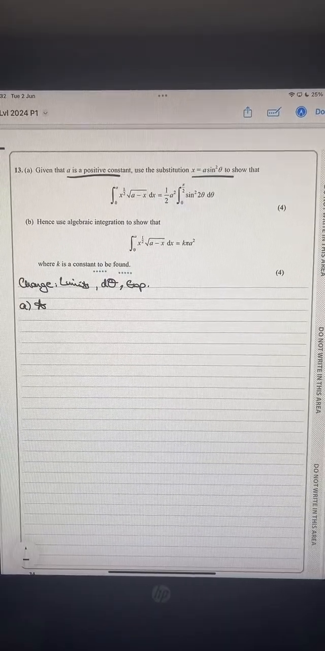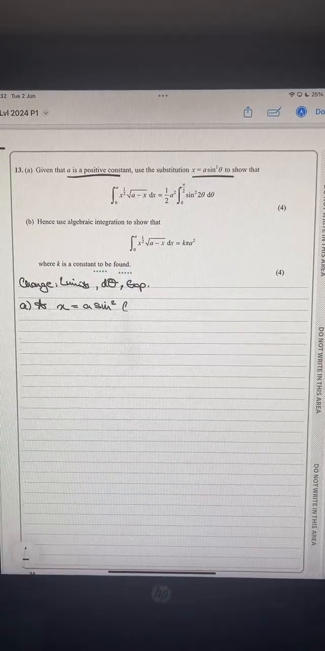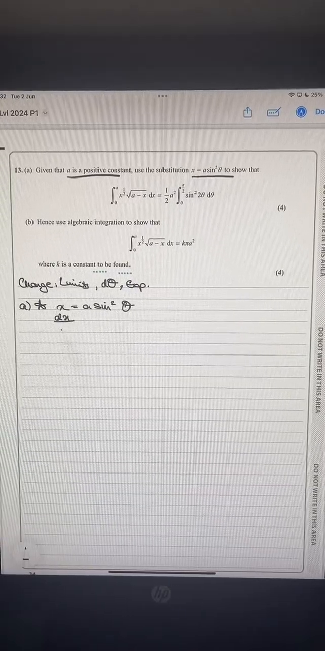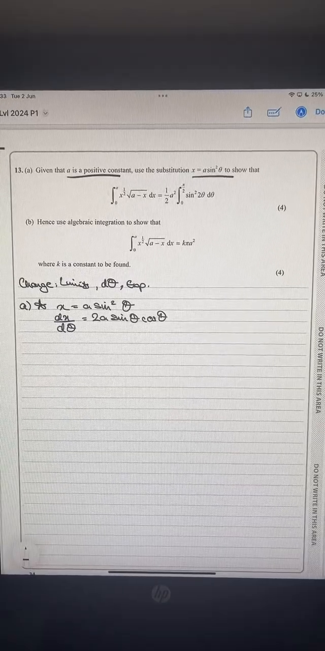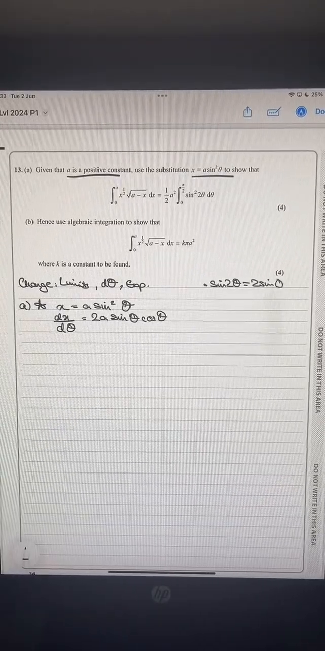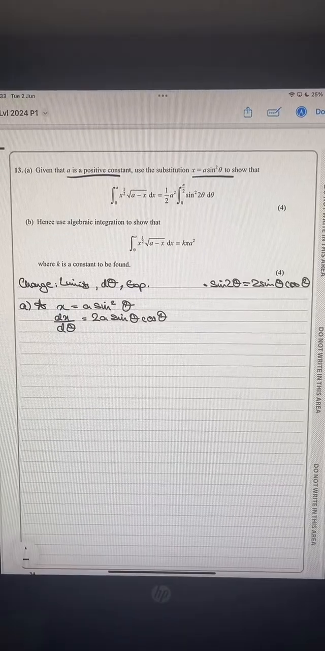So for part A, this is the first part, I'm going to do d theta. So x is equal to a sine squared theta. So dx by d theta is going to be equal to 2a sine theta cos theta, because I'm using the power rule. You multiply by the old power, decrease the power by 1, and then you do the thing inside. So sine theta differentiated is cos theta. So I see a 2 sine theta cos theta, which is quite nice. I'm going to write down my rule for that on my side there, so I have that for reference.